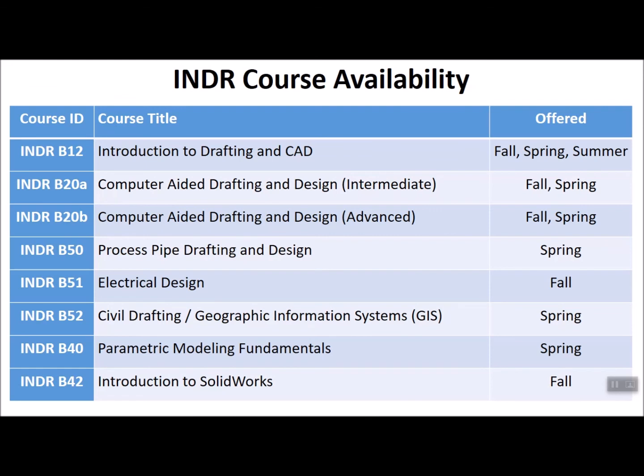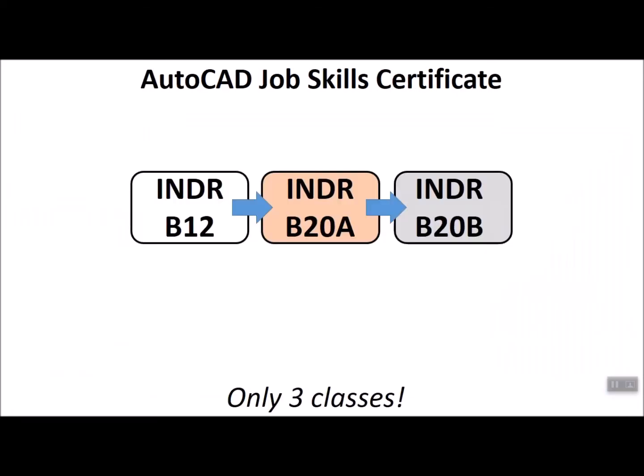Some of these courses are offered year-round. Industrial Drawing 12, 20A, and 20B, the three classes that make up the certificate, are offered each semester. The one summer offering we have is the intro class. Some of these other specialization classes are only offered either fall or spring, so this would help you to see how things line up as you're scheduling students and trying to come up with an ed plan for them.